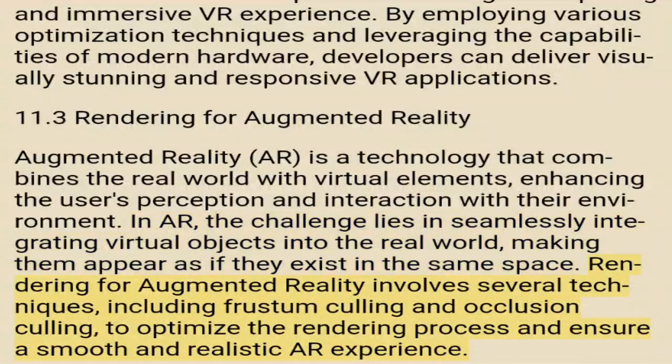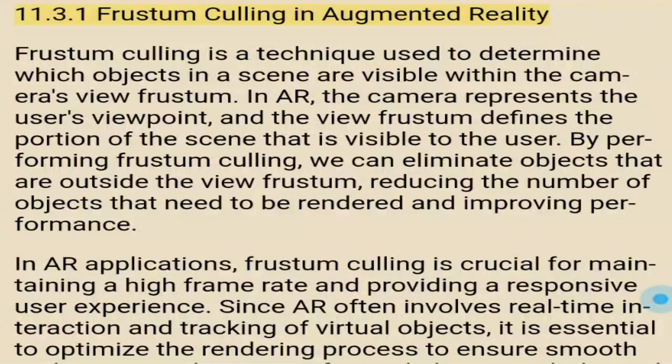Rendering for augmented reality involves several techniques, including frustum culling and occlusion culling, to optimize the rendering process and ensure a smooth and realistic AR experience. 11.3.1 Frustum culling in augmented reality. Frustum culling is a technique used to determine which objects in a scene are visible within the camera's view frustum.